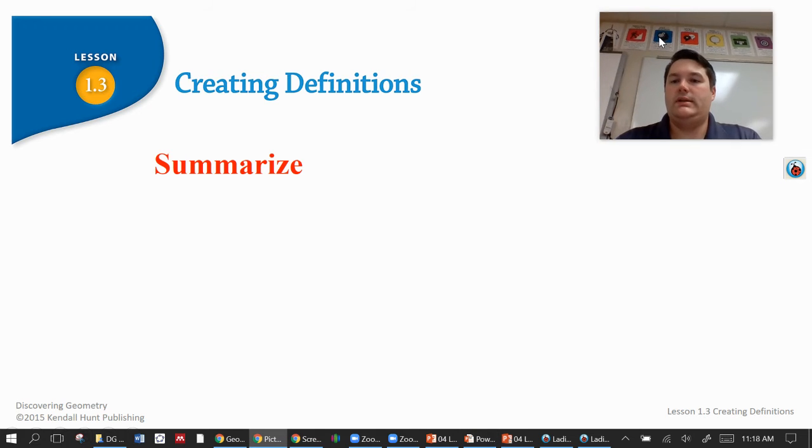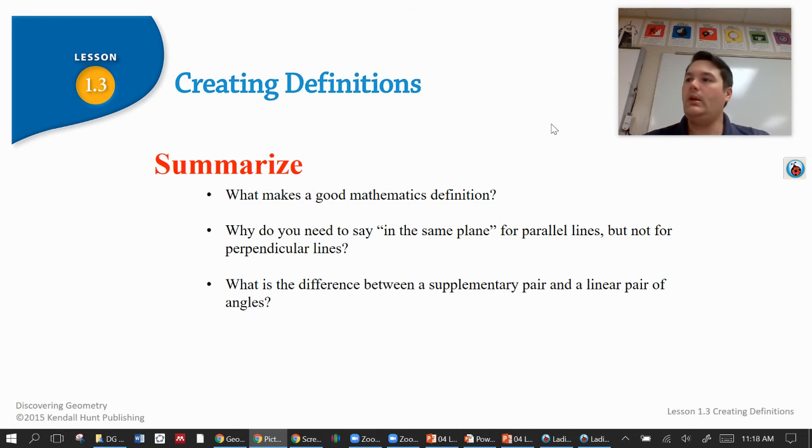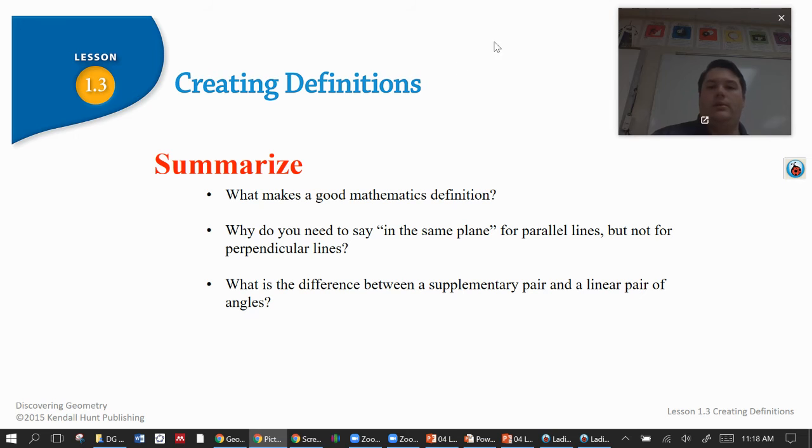Okay, so we're into the summary part here. A couple of questions. I want you just to pause the video and think about those. I'm not going to have you type anything in. What makes a good definition? Why did we need to say the words "in the same plane" for parallel lines? And what is the difference between supplementary and a linear pair? That last question is pretty important. So let's talk about these. I'm not going to put the answers up on the board.